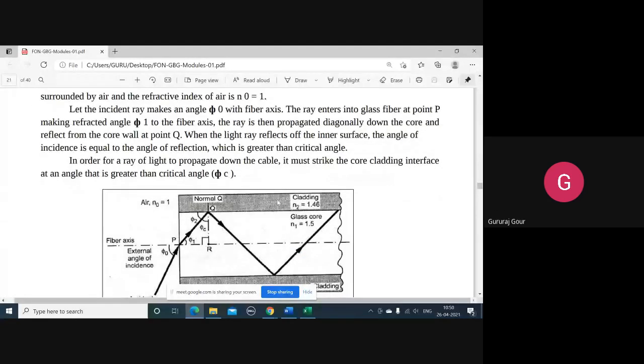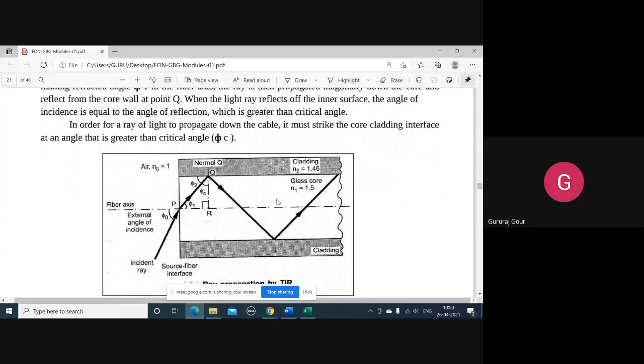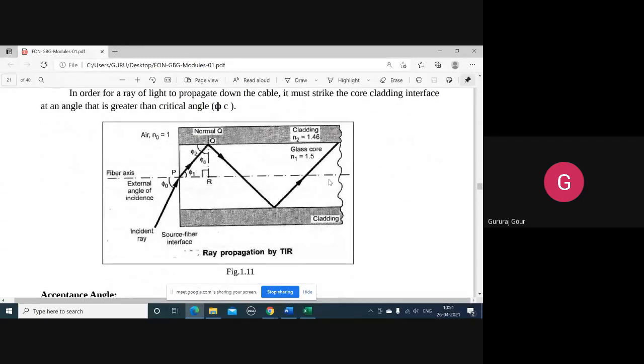Now let us consider another aspect. Here the fiber axis has been shown with single mode optical fiber communication, having N0 as 1. The incident ray is incident at point P, making the external angle of incidence phi naught, with the refraction angle phi 1 inside the core. The critical angle phi c happens at Q. N1 is the glass core, N2 is the cladding, and we are assuming N1 greater than N2. Some typical values have also been shown to understand it easily.